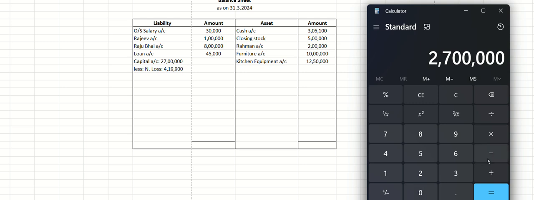2 lakhs minus 4,19,900. I want to remind you once again, since we have made a loss, we are deducting it. If we had made a profit, we would have added it. So the amount is 22,80,100. We can write it 22,80,100. Okay, this is our final capital.